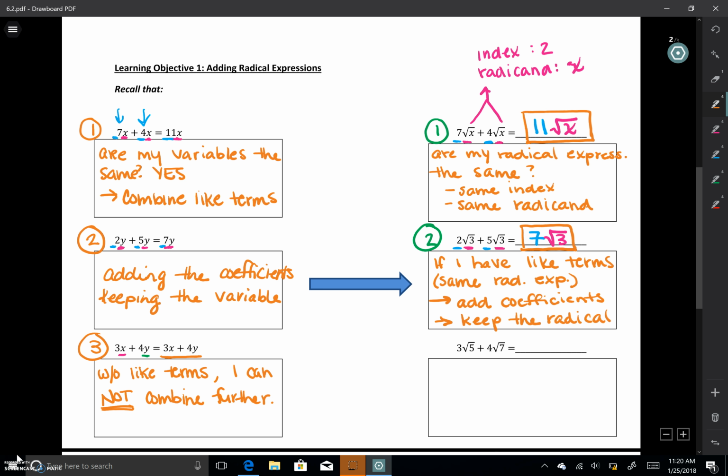So you should see how the two examples on the right are very similar to the two examples on the left. And that pattern is going to follow.